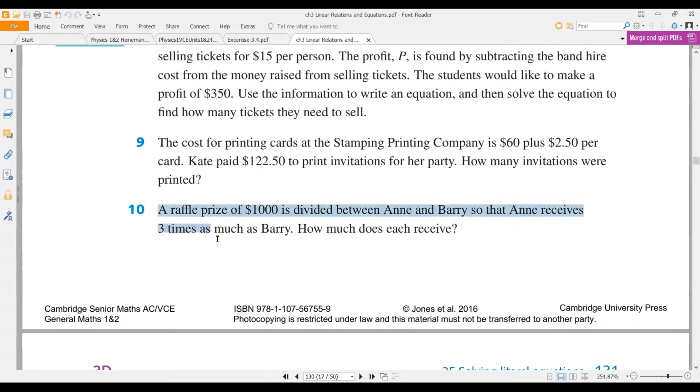Question 10 is a little bit like our middle one. A raffle prize of $1,000 is divided among Anne and Barry. Anne receives 3 times as much as Barry. How much does each receive? Well, B would be the price that Barry got, and Anne would be 3B. So B plus 3B, that's going to equal $1,000.